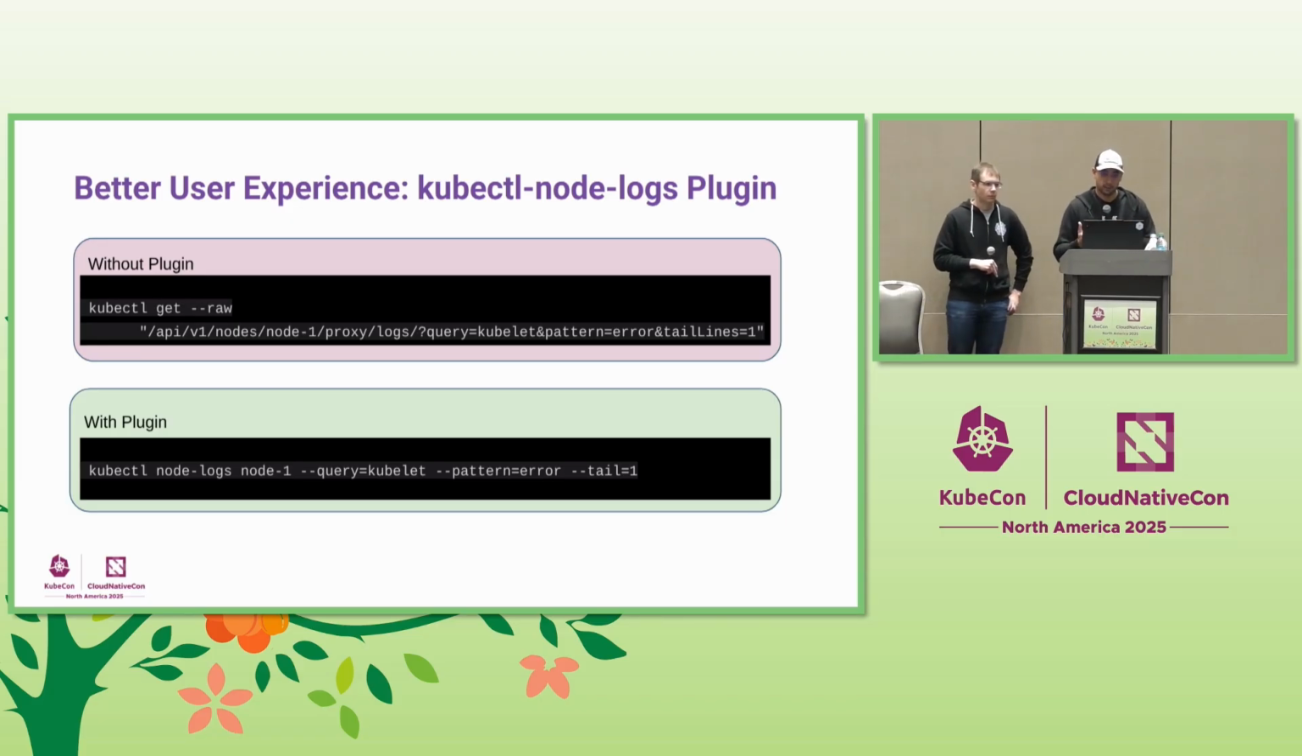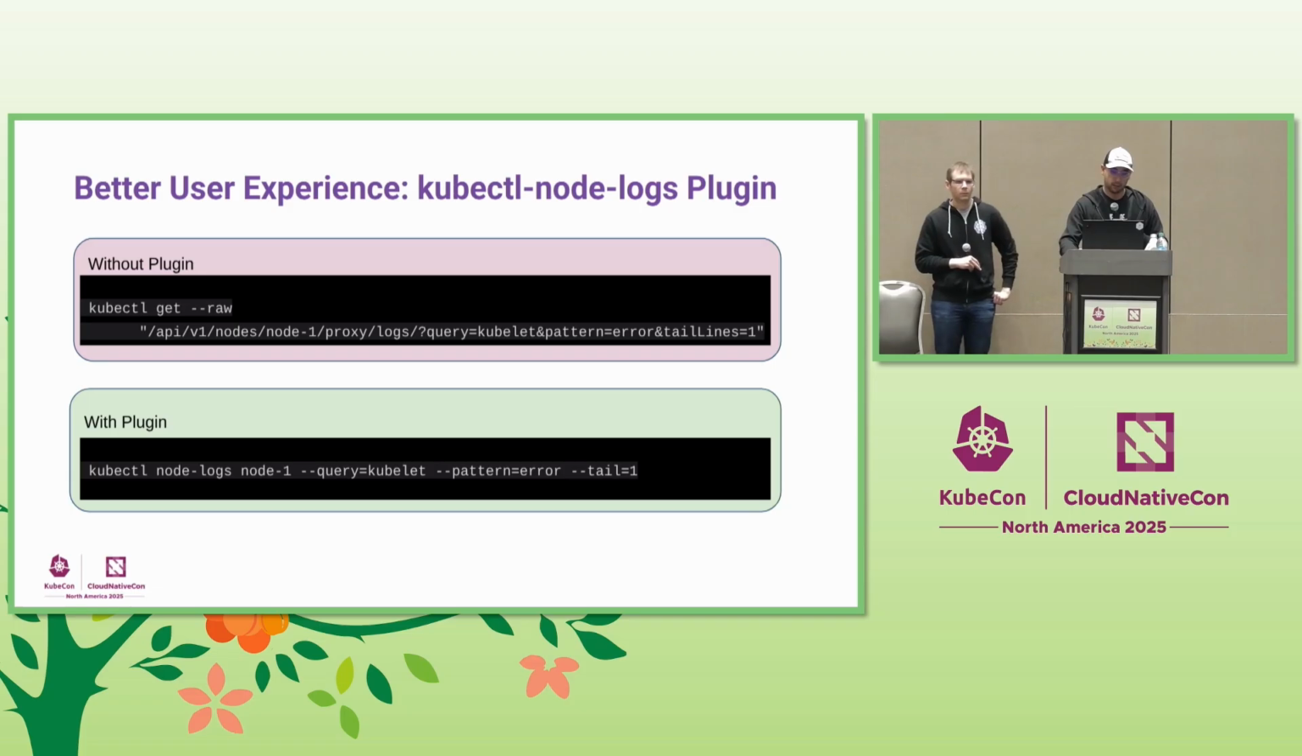There is a kubectl plugin that was published in order to make your life easier in a more user-friendly way, so that you don't need to copy and paste the full API URL every time you need to use this. You can install the kubectl plugin that goes by the name node-logs, and then you will have full access to all the options that the API provides.